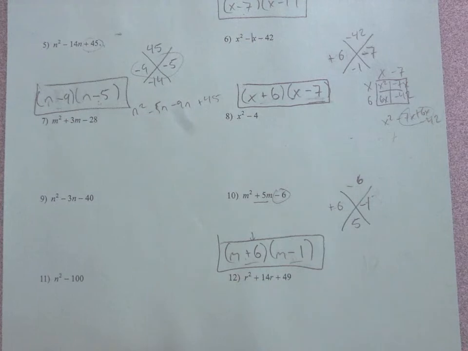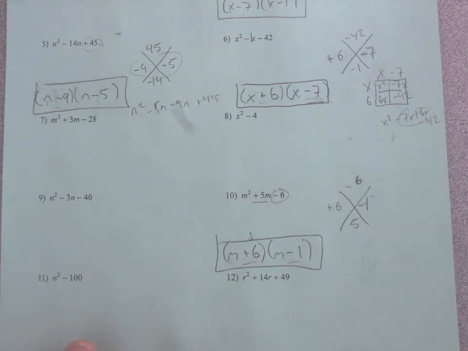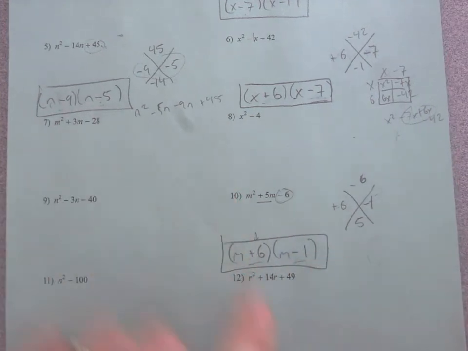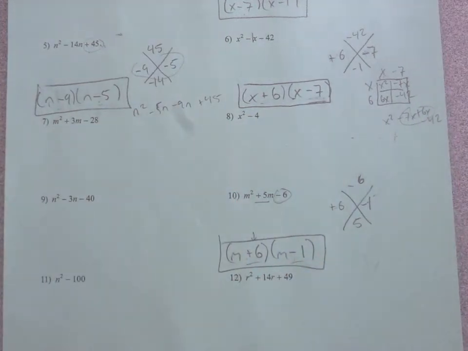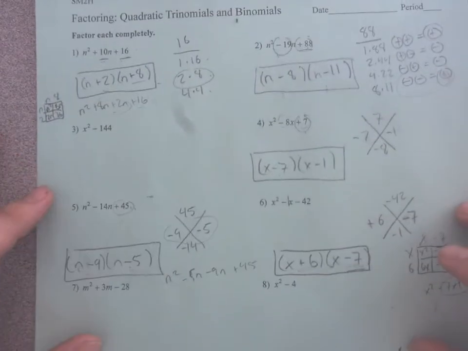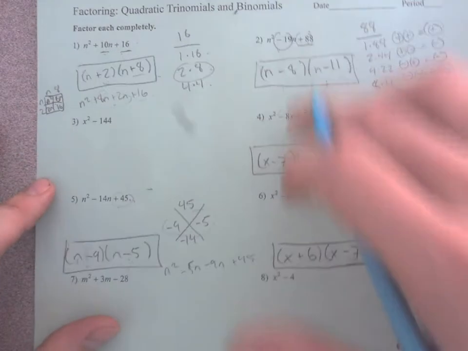Now if we wanted to check, we could FOIL. You could use the box method or the FOIL method and just make sure that when you multiply these, you get this back. That's the check. This is the answer. And remember, this is like a backwards version of what we did in class. So that gives you kind of a head start on those trinomials, those 3-term problems.